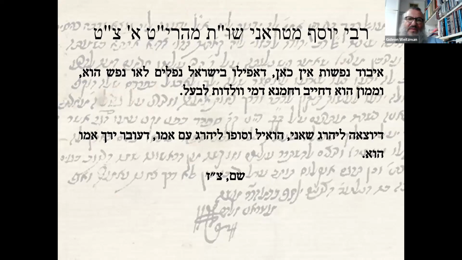The Maharit, famous Maharit, says in Sadi Zayin, in Sadi Tet, he says, "Ibud nefashot ein kan, afilu b'Yisrael nefalim lav nefesh, u'mamon hu dechayav v'rachmana dami v'ladot lebal." So really, says the Maharit, there's no isur, but it's a question of mamonos. It's the rechush of the bal, and you're killing it. However, in Sadi Zayin, he says, "Yotzeh lehareg shani hoil v'sofo lereg imimo ubar yerech imo." He says that it's yerech imo. There's no problem with killing it. However, once it already comes out, then it's already a problem.